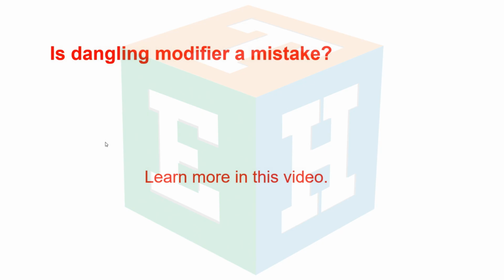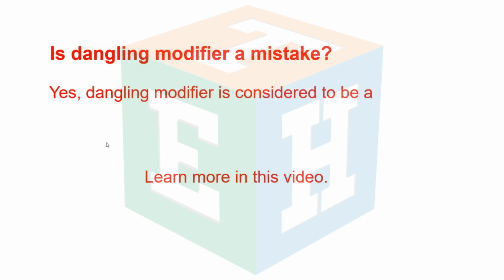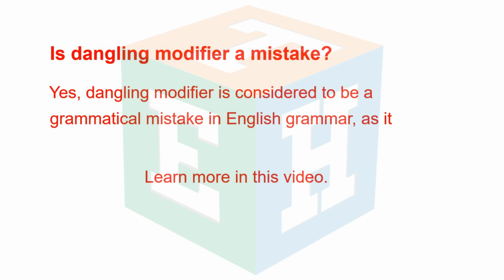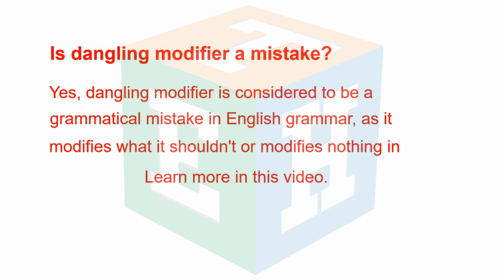Is dangling modifier a mistake? Yes, dangling modifier is considered to be a grammatical mistake in English grammar as it modifies what it shouldn't or modifies nothing in a sentence. Learn more in this video.